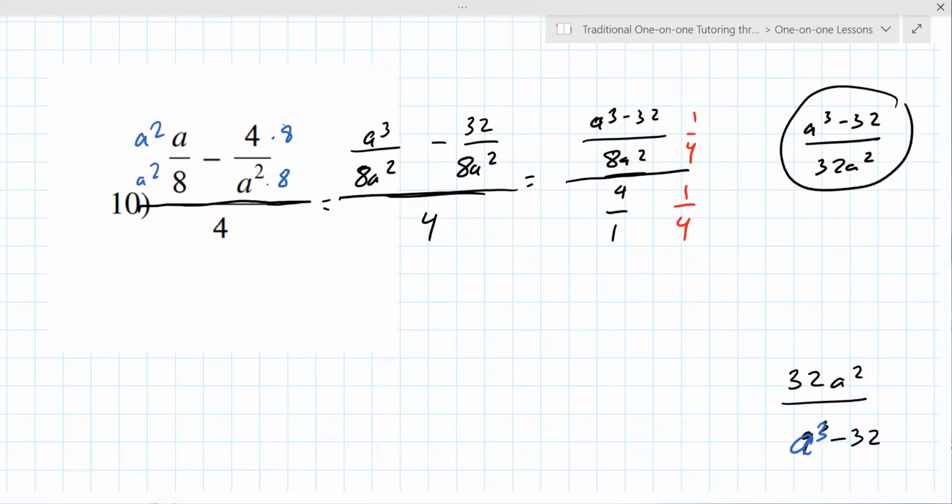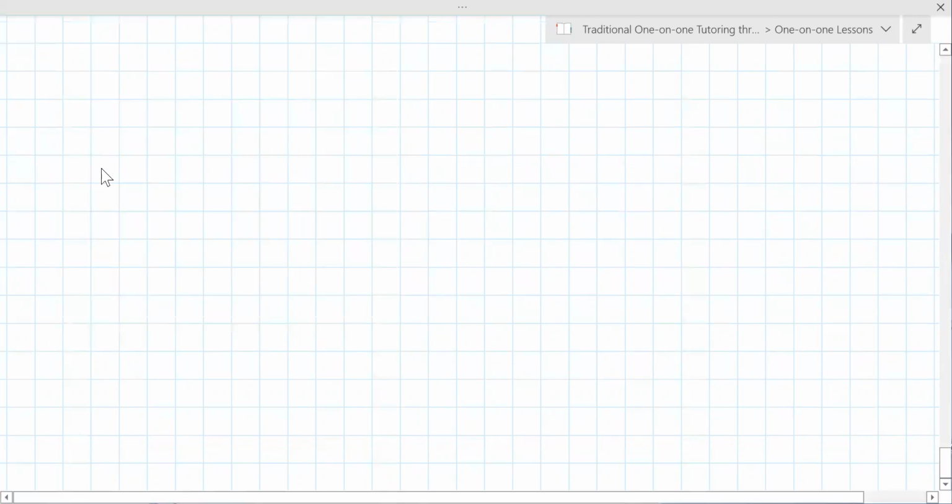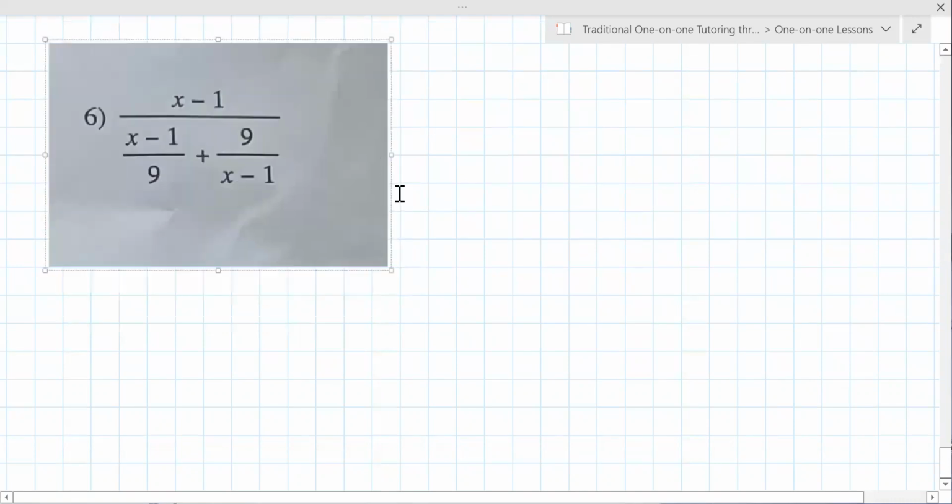So only the bottom gets flipped. Top stays the same. All right, let's go back to your worksheet. We'll look at number 6. Let me know when you're ready for us to look at this problem together.